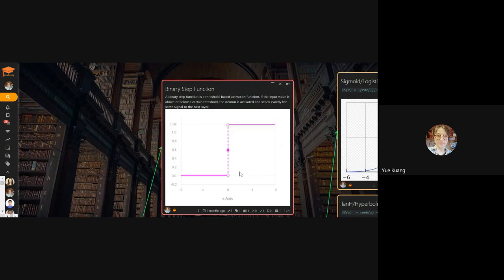And in this specific example shown in the graph, you can see that the threshold is set to be 0 here, and if the input value is above 0, then it will output 1.02. And these values can be tuned by the users as they want.